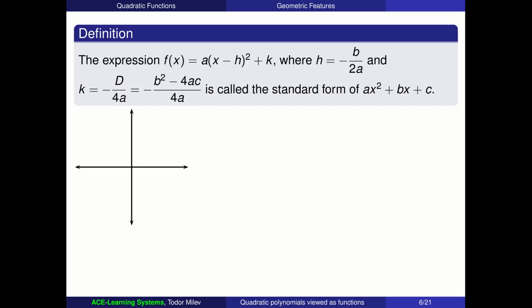In the preceding discussion, we learned how to take an arbitrary quadratic, ax squared plus bx plus c, and how, using the transformation of completing the square, to rewrite it into something called the standard form, which is given here, a times (x minus h) squared plus k. So what's that standard form good for?